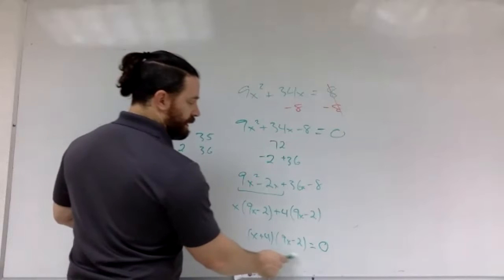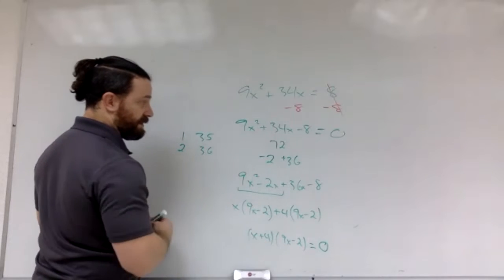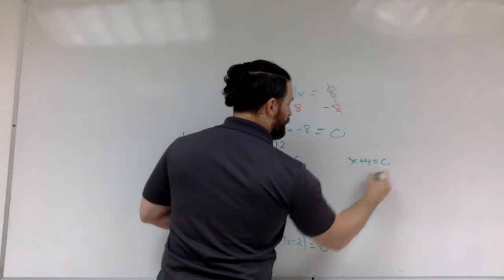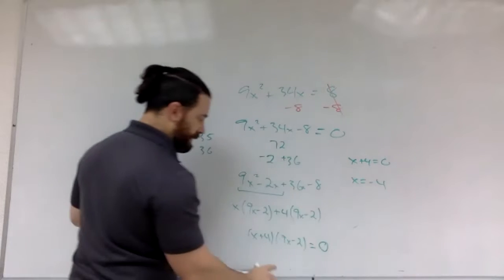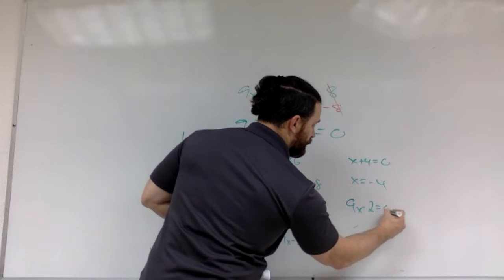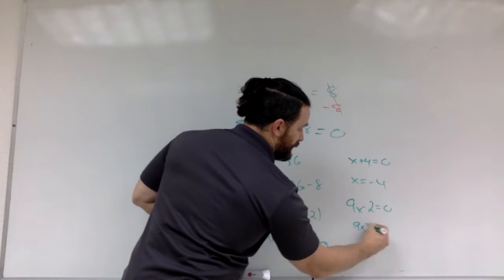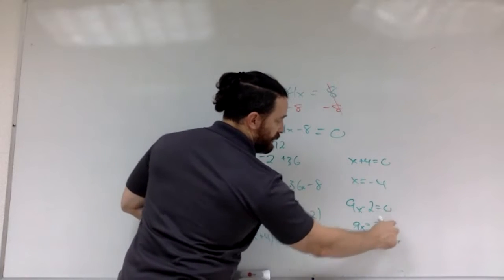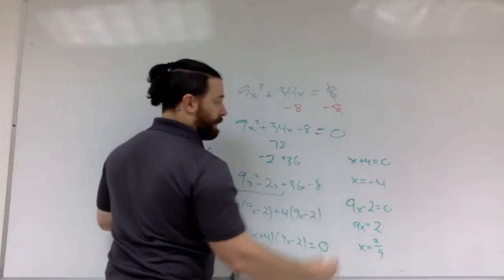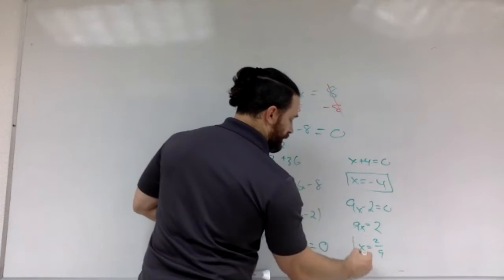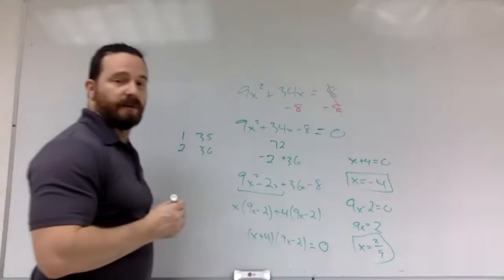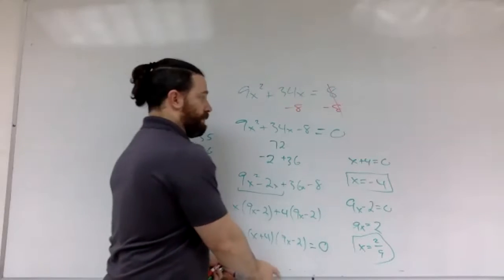And so now I can solve this by setting each one of these to 0. So x plus 4 equals 0, x equals negative 4. Take 9x minus 2, do the same thing. 9x minus 2 equals 0. That gives me 9x equals positive 2 because you add the 2 to the other side. Divide by 9 and I get x equals 2/9. So here are my 2 solutions to this equation: x equals negative 4 and x equals 2/9. Let's go down and take a look at number 2.